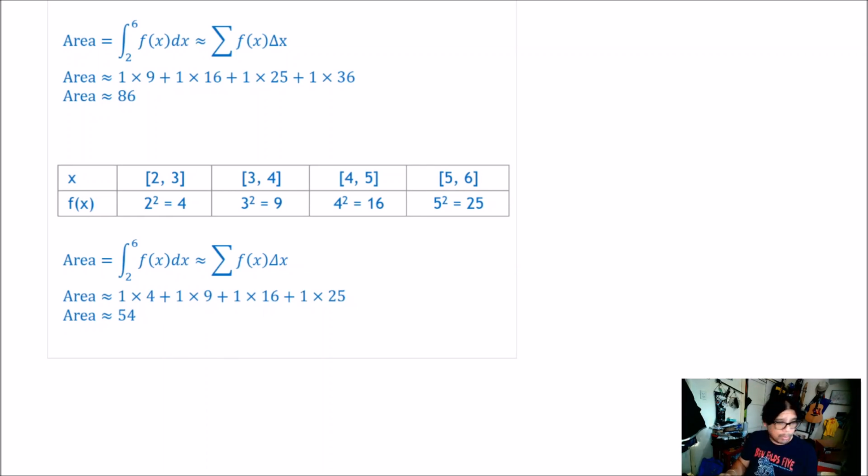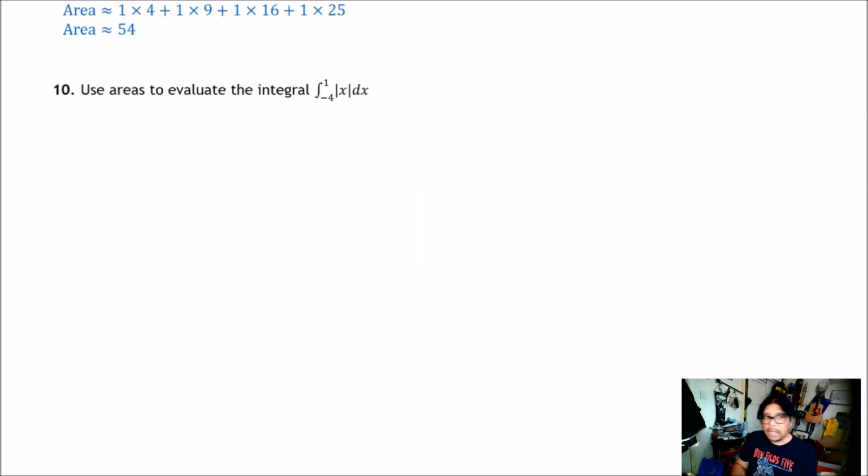Which brings on our next question. So we're going to use areas in question 10 to evaluate this integral from -4 to 1 of the absolute value of x dx. Now, I know this question kind of strikes fear into a lot of people's hearts because there is no formula explicitly for integrating an absolute value, and some of you probably would try to find that formula. It doesn't really exist. You do have to approach this as a piecewise function.